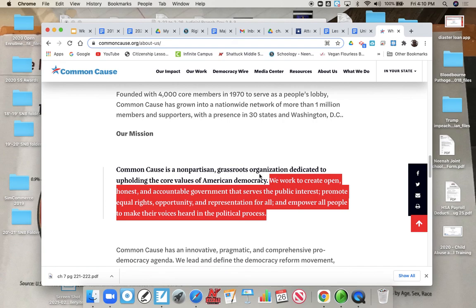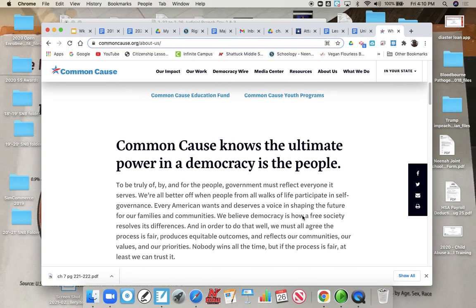They're a grassroots organization. That means they work at the very local level, not at the state or generally the national level. Very localized, some state work, but mainly city work. They're dedicated to upholding the values of American democracy. It says, we work to create open, honest, and accountable government that serves the public interest, promotes equal rights, opportunity, and representation for all, and they empower all people to make their voices heard in the political process.